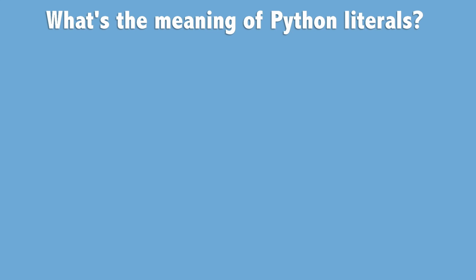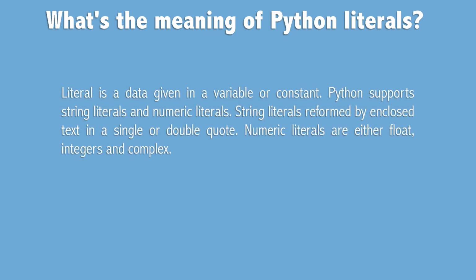Now let's have a look at our second most common question. What is the meaning of Python literals? A literal is data given in a variable or constant. Python supports string literals and numeric literals, and there are many more like boolean, null-type, etc. String literals are formed by enclosing text in single or double quotes. Numeric literals are either float, integer, or complex.